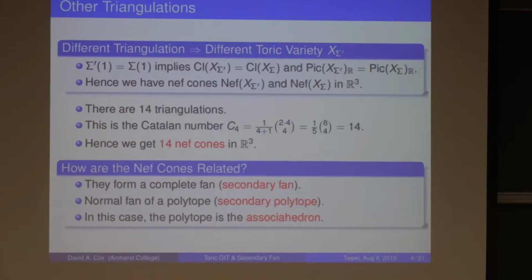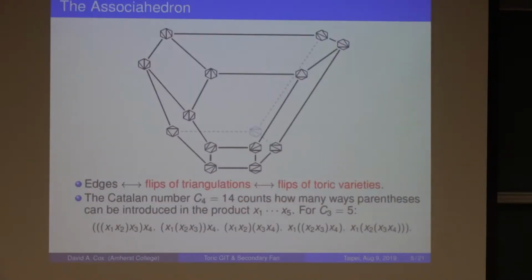And that's called the secondary fan. And one of the reasons that it's complete is because, in fact, it's the normal fan of a polytope. That's called the secondary polytope. So there's actually a polytope that lurks here. And it turned out in this case, the polytope is called the icosahedron. And just a picture, here are the 14 triangulations. There's the polytope. And the normal fan of this, the cones, give the 14 Neff cones.